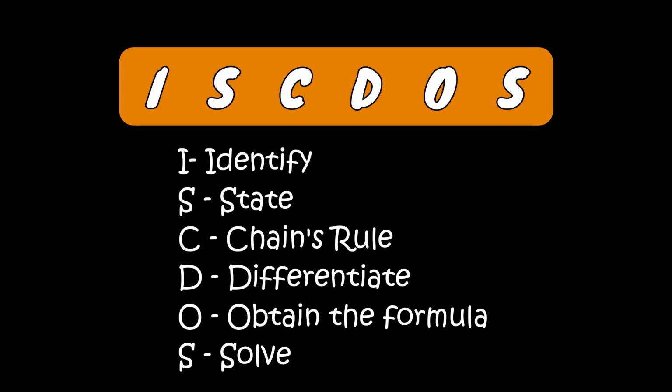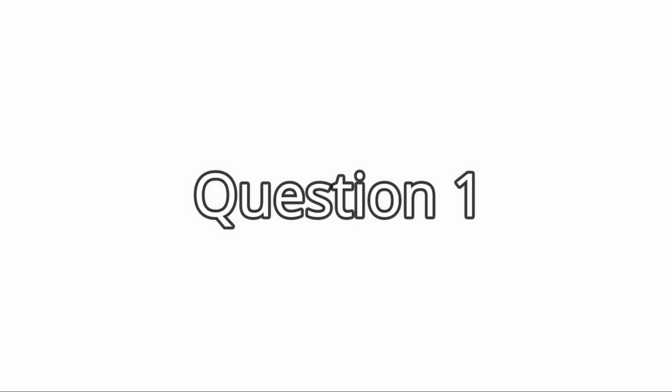S stands for state all the equations needed. C stands for chain rule. D stands for differentiate. O stands for obtain the formula to answer the question. And S stands for solve. Now, all of you are geared up to dive into this question.